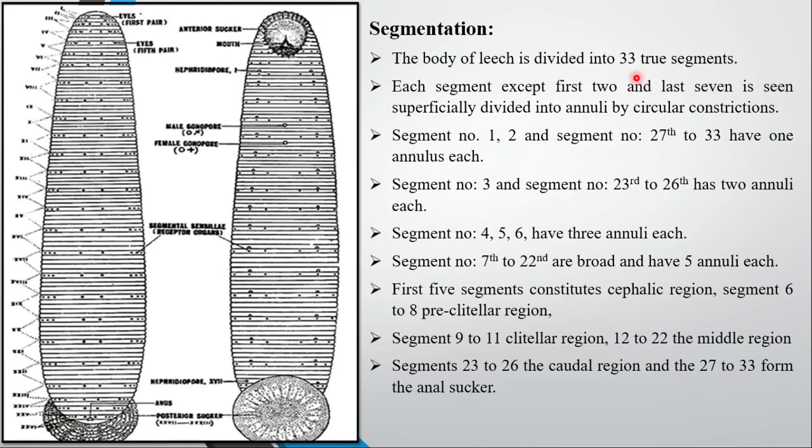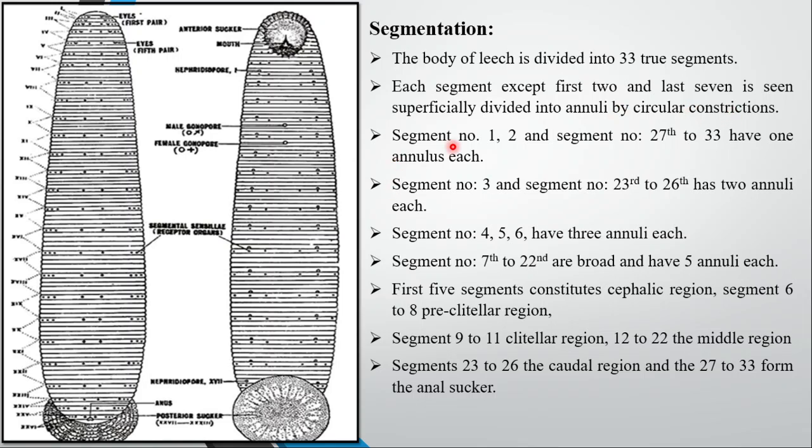Now listen carefully. Each segment except the first two and the last 7 segments. In the last is the anal sucker, and at the anterior end is the oral sucker. So at the place of the oral sucker and the anal sucker, the first 2 and the last 7 are not seen superficially divided. The other segments are seen superficially divided into annuli by circular constrictions.